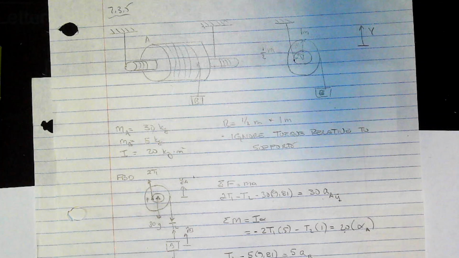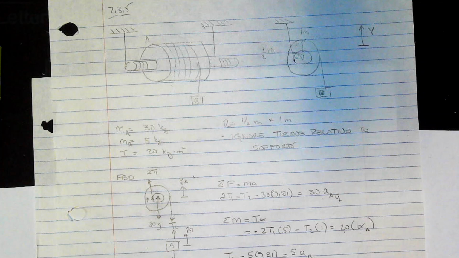If we go to look at B, we can sum forces in the y. That's all there is. So we have T2 up minus 5G equals 5 times the acceleration of B in the y. So another equation, but we added another unknown. We didn't gain any headway. So we need two more equations, and we'll have to appeal to kinematics to make that happen.